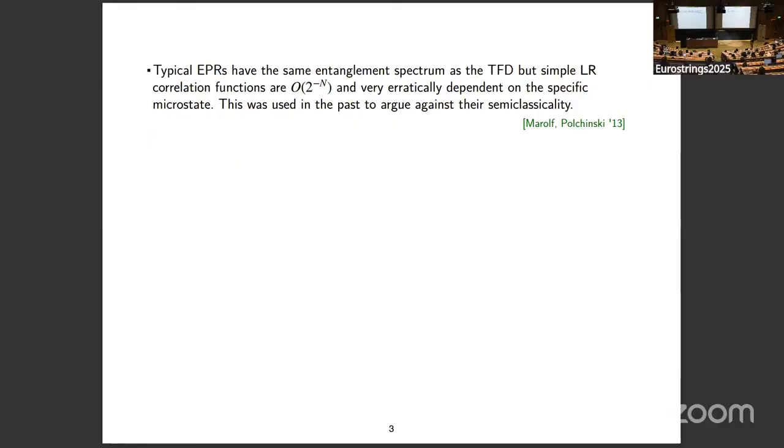However, if you want to compute a correlation function between left and right system in a typical EPR for a simple operator, say a local operator, the value of this correlation function is typically exponentially small in the entropy of the system, and moreover, it very erratically depends on the specific microstate that you chose, the specific phases of the wave function and eigenvectors of the typical EPR. And so this signal is very erratic and exponentially small, and therefore they argued that this was enough to conclude that it cannot be reproduced semi-classically. So there must be something very quantum gravitational for a typical EPR of two black holes. That was the sort of argument.